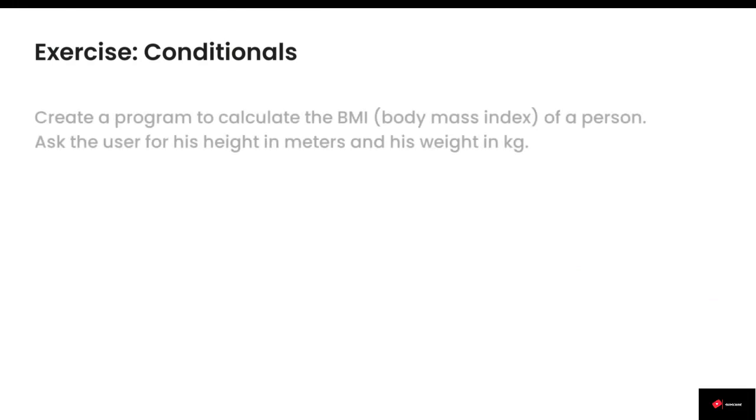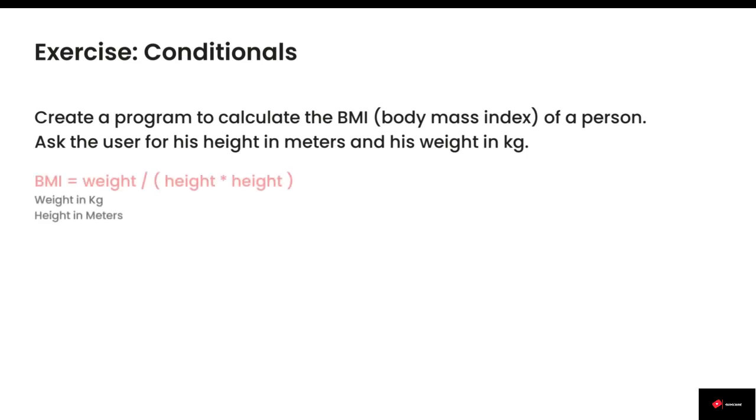Let's do an exercise to practice what we just learned about condition. Create a program to calculate the BMI of a person. The BMI stands for Body Mass Index. I'll give you the formula in a minute. Ask the height in meters and the body weight in kilos. So the BMI is going to be calculated by the weight in kilos divided by the squared height.